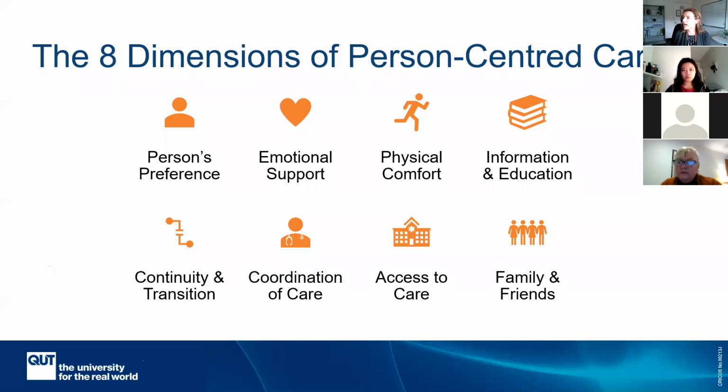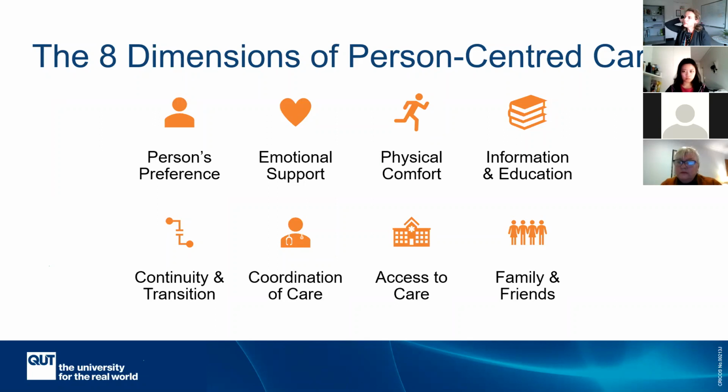So these are the 8 dimensions of person-centred care. They are around recognising the person's preferences, providing emotional support, addressing physical comfort, providing information and education, continuity of care, coordination of care, access to care, and thinking about family and friends.